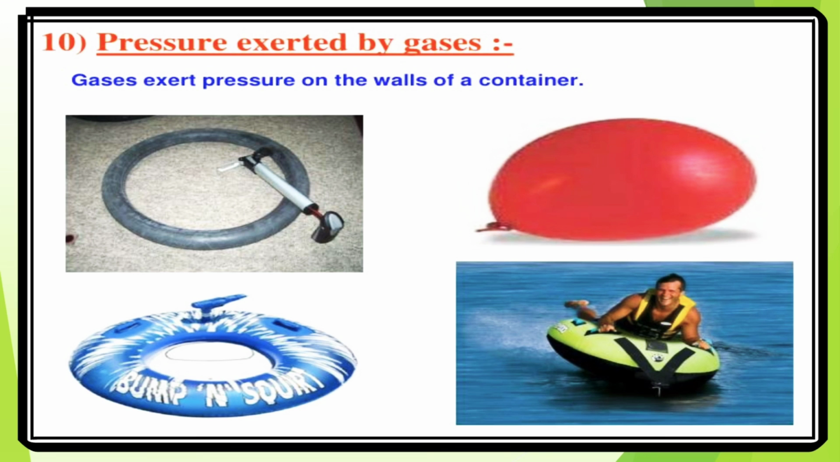Last but not least of this chapter, pressure exerted by gases. We all have knowledge about this. You can see the example of a balloon. How can you blow a balloon? By using pressure. You are applying pressure on the wall of the balloon, the wall of the rubber tube, and that object can be blown.